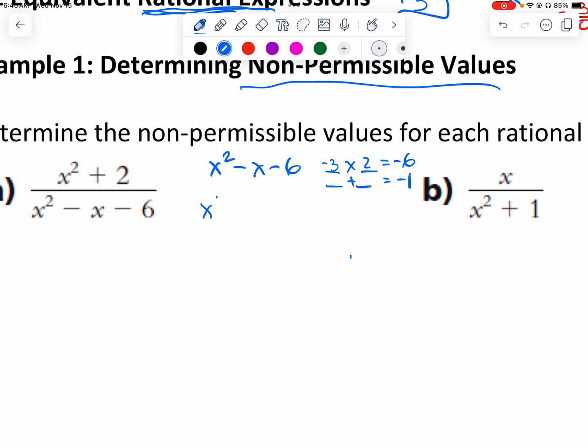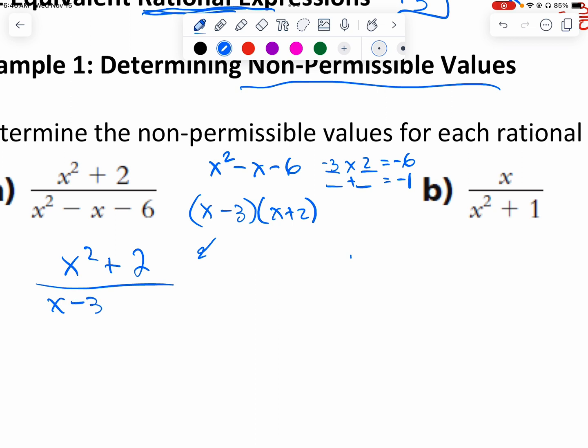We can factor this by inspection. We can say, well, that's x squared. Sorry, not x squared, x minus 3, x plus 2. So now we can put that in as our denominator. We have x squared plus 2 all over x minus 3, x plus 2.